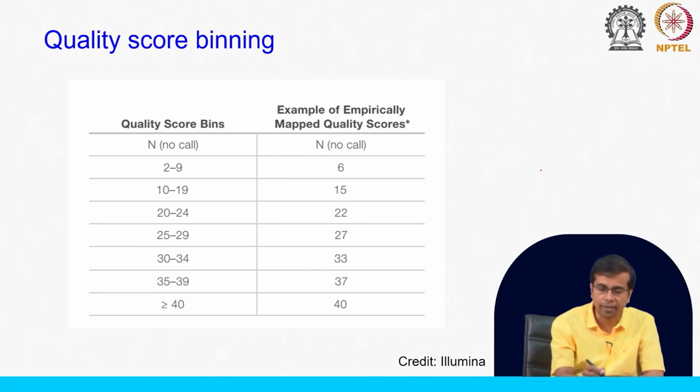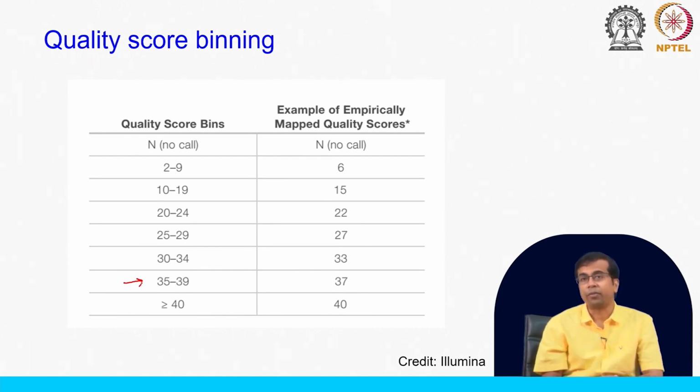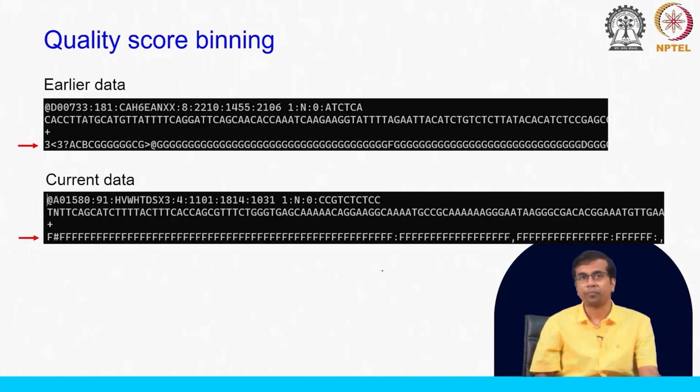So, for example, we can take this example here. Let us say any base that has a quality score between 35 and 39, the quality score will be given as 37. So, all those bases will be given the quality score of 37. So, there is some sort of change, and this actually helps in saving storage space, it turns out. Again, without going into too much detail, you can look at Illumina's data, etc., to see how this helps in storage space.